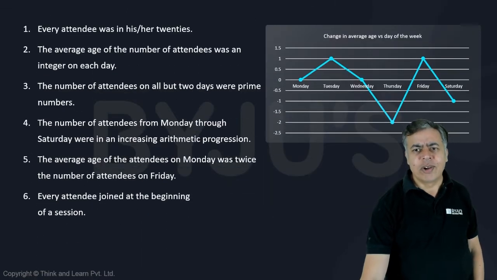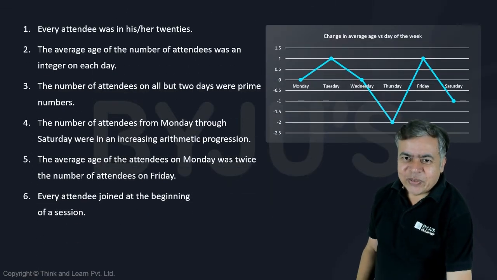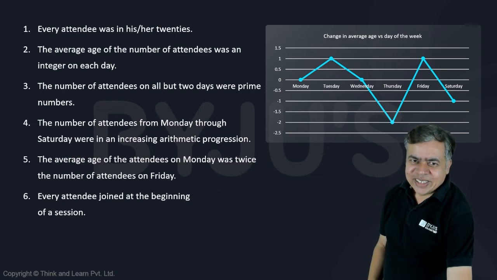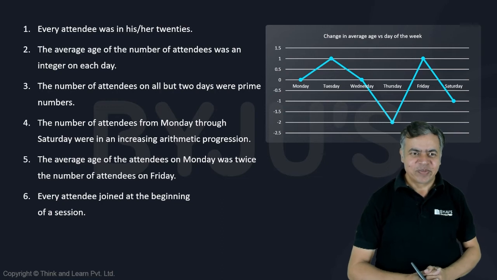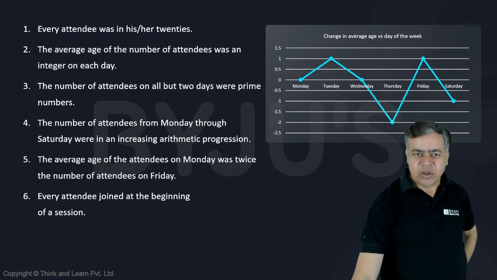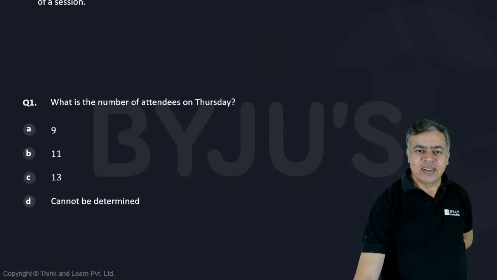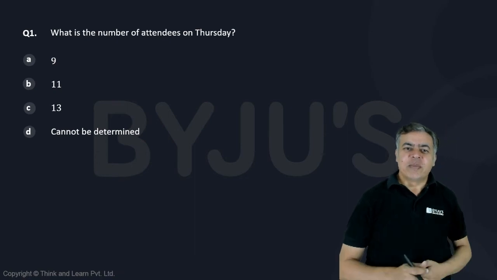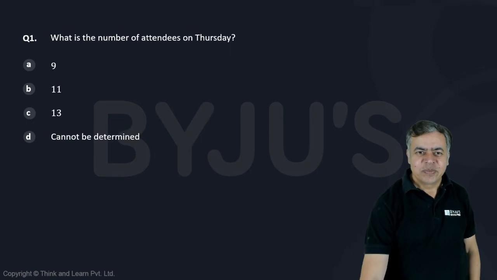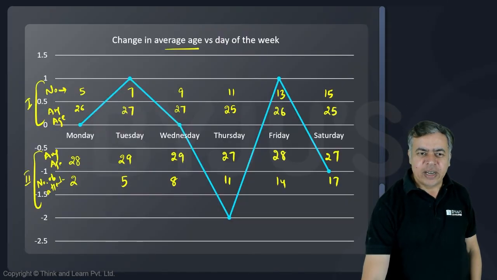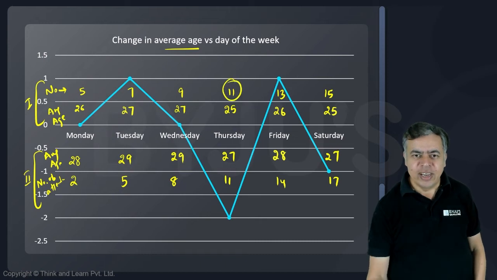Okay, this we have already solved, right? So let's come to the questions. You can write down those 2 cases here, but let's come to the question. Here, what is the number of attendees on Thursday? We have already done this. So number of attendees on Thursday is 11 in both the cases. So 11 here, 11 here.